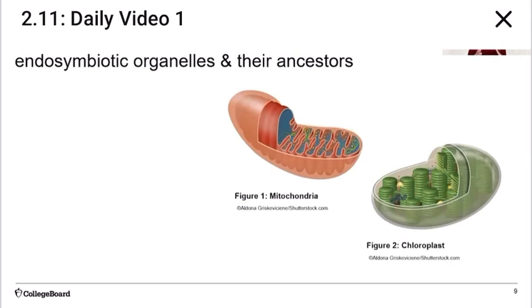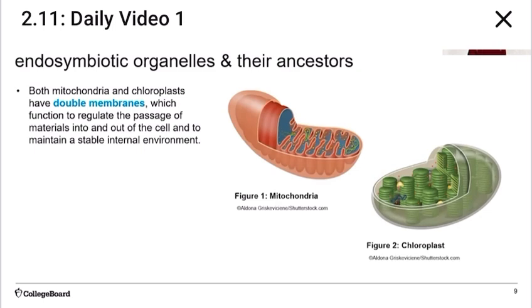So what is some evidence that supports the evolution of mitochondria and chloroplast by endosymbiosis? Well, let's take a look at the relationship between the functions of endosymbiotic organelles and their ancestors. So we have the mitochondria and chloroplast here in these figures, and both mitochondria and chloroplasts have double membranes. So that's the first piece of evidence. These double membranes function to regulate the passage of materials into and out of the cell and help maintain a stable internal environment. So you can see here in these figures, they have these two double membranes showing how they were once free-living and then engulfed through endocytosis, which would lead to that double membrane structure.